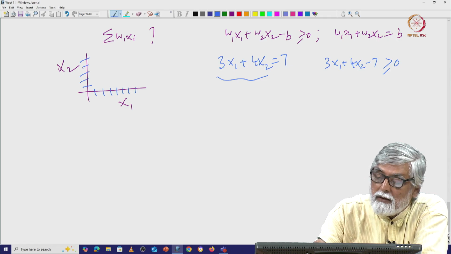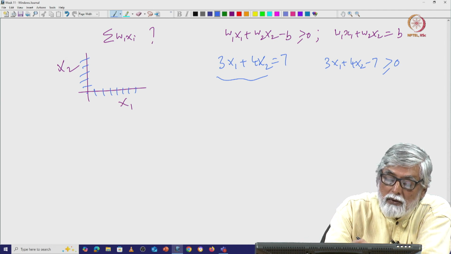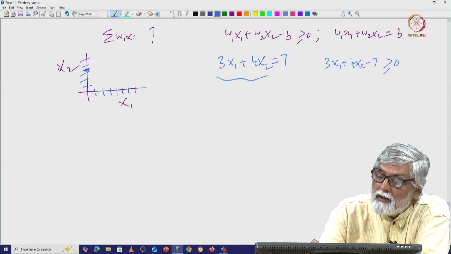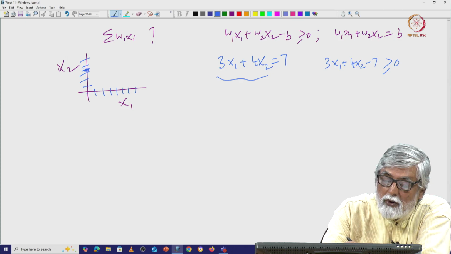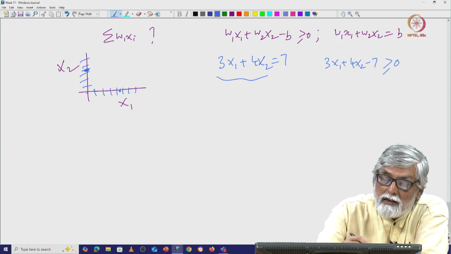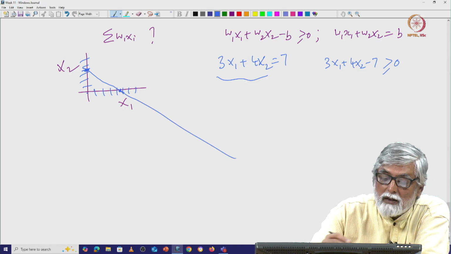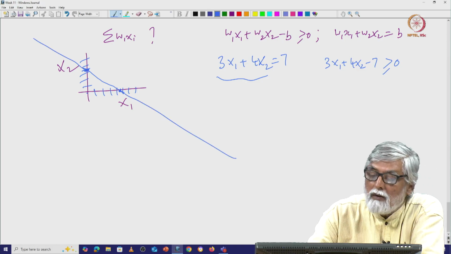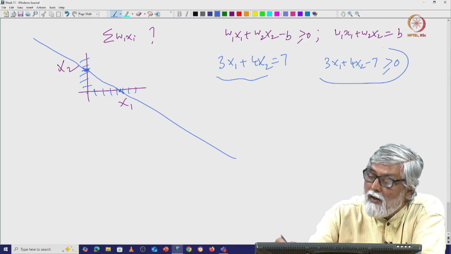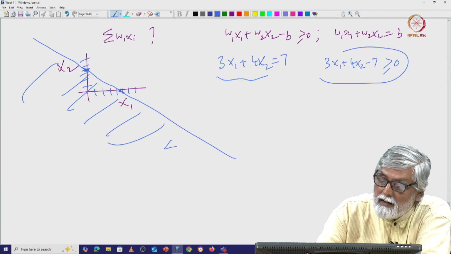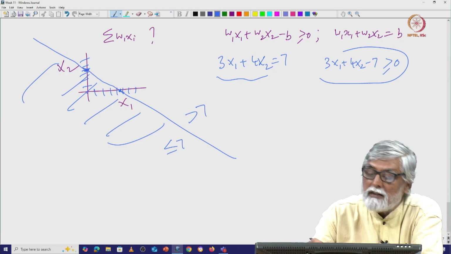So, for x1 equal to 0, x2 will be 7 by 4, which is a little less than 2. So, this is one point. Similarly, for x2 equal to 0, x1 is 7 by 3, which is a little more than 2. This is that line. Of course, the line does not stop here, it goes all the way here. What is this then? This region is less than or equal to 7, this is greater than 7.